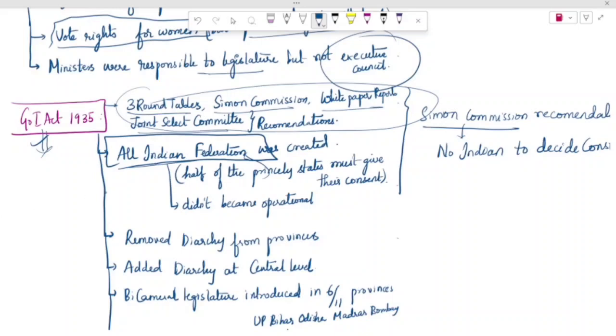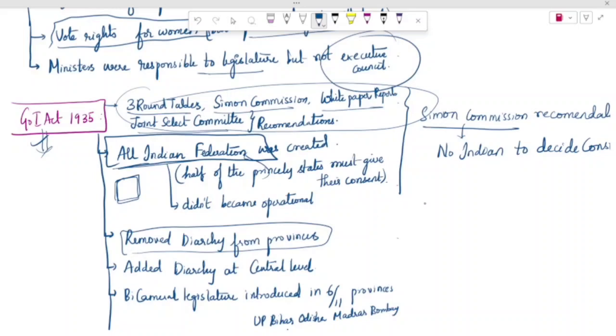They have made this. So All India Federation is nothing but everything under one government, the princely states and the British. The British will be ruling all the princely states and all the provinces. That is nothing but a federation. Then they removed diarchy from provinces.